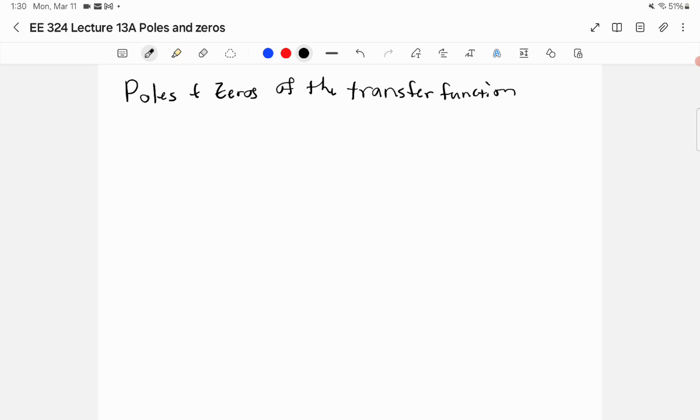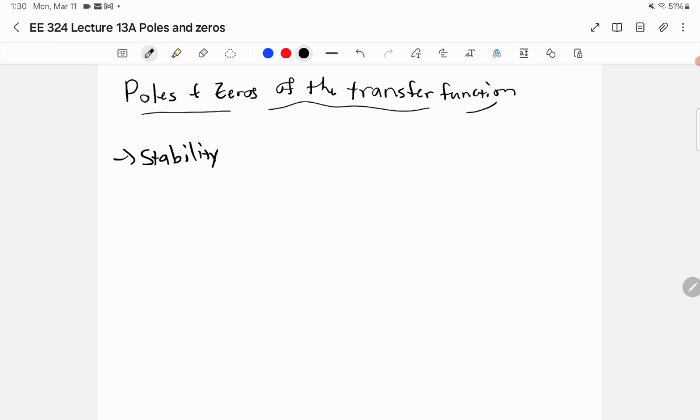Today we'll be discussing poles and zeros of the transfer function. This will be the first part of the lecture and there'll be more to come. So poles and zeros, this is going to be the first part. And what we're going to be interested in is stability.